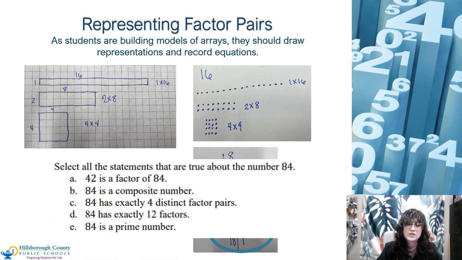Going back to this task that you had at the beginning of the video and thinking about what students' learning needs to look like in order for students to be successful with this task, we know that students are going to have to be able to identify factors and factor pairs, as well as identifying if it is a composite or prime number.